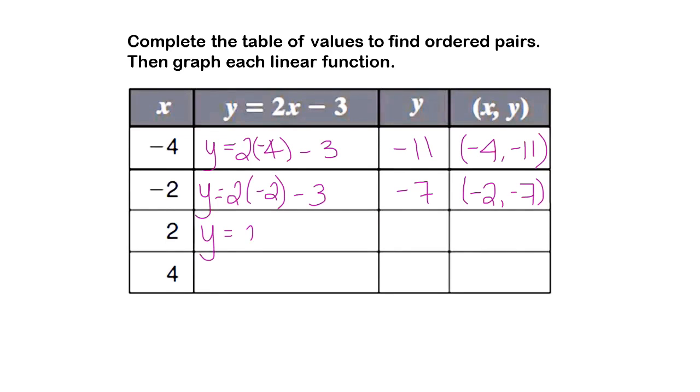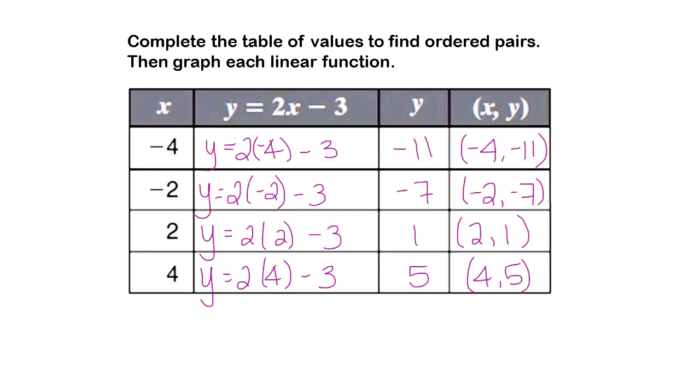Then I have y equals 2 times 2 minus 3. 2 times 2 is 4. 4 minus 3 is 1. So we have 2, 1. And then y equals 2 times 4 minus 3. 2 times 4 is 8. 8 minus 3 is 5. So our last ordered pair would be 4, 5.